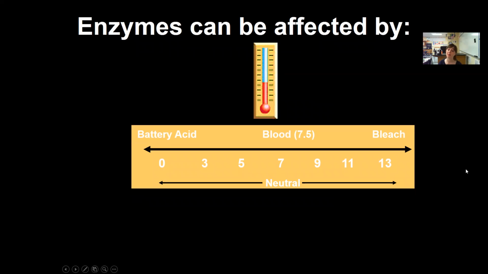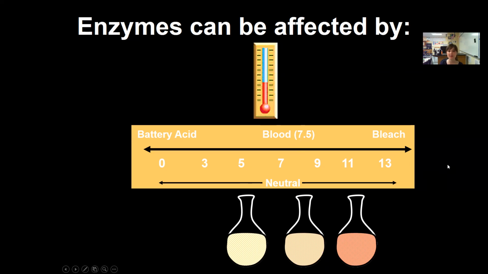Enzymes are also affected by pH. Now, pH is a measure of how acidic or basic something is. Very strong acids are here on the left side of the screen, and they include things like battery acid, but a weak acid might be something like lemon juice. Neutral pH is right in the middle at 7. Your blood has a pH of about 7.5. So most of the enzymes that are in you function at about this level. And then very strong bases include things like bleach, but weak bases might include things like milk.